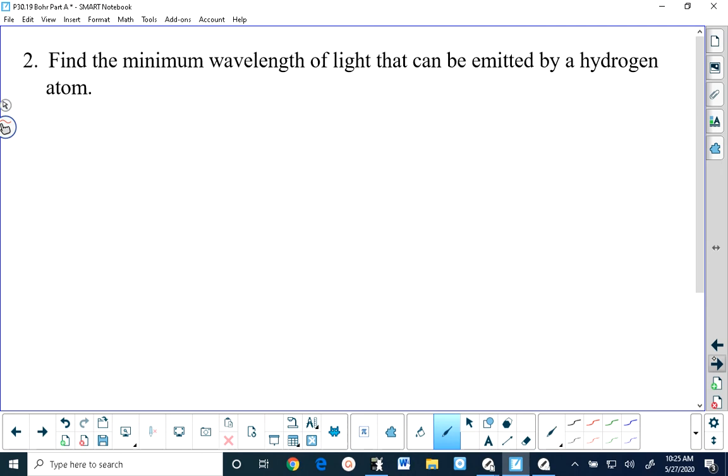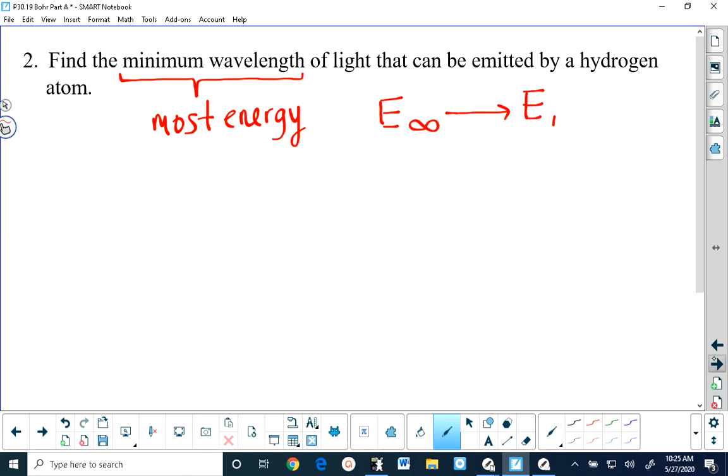Number 2, what is the minimum wavelength of light? Well, remember, the minimum wavelength of light corresponds to the most energy. And remember, we're talking about a change in energy. So the only way the electron can lose as much energy is if the electron goes from E infinity all the way down to the ground state E1, which means we can take E infinity, the upper energy, minus E1, the lower energy, which is 0 minus negative 13.6 eV, which is 13.6 eV. Now we can do the 1242 trick.